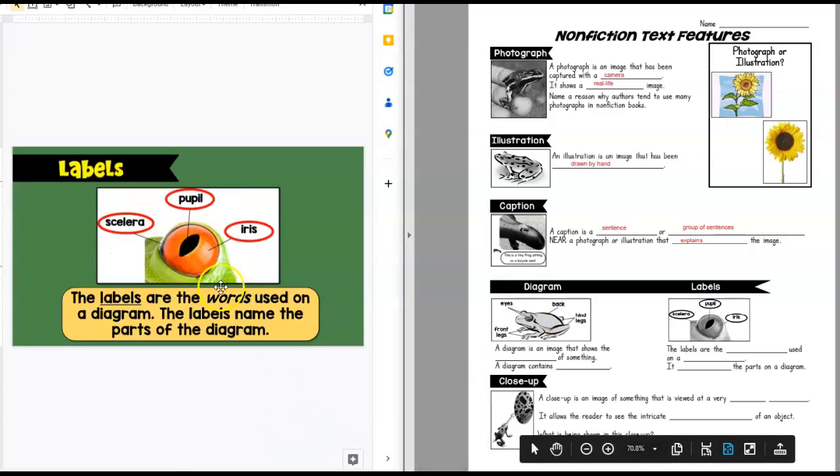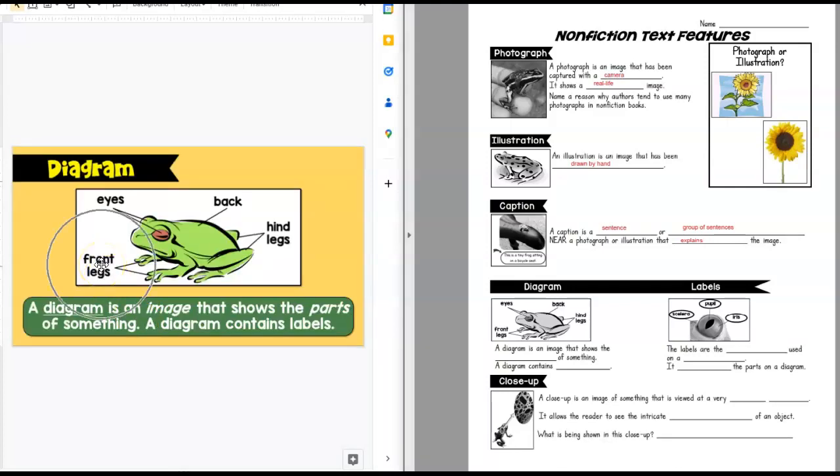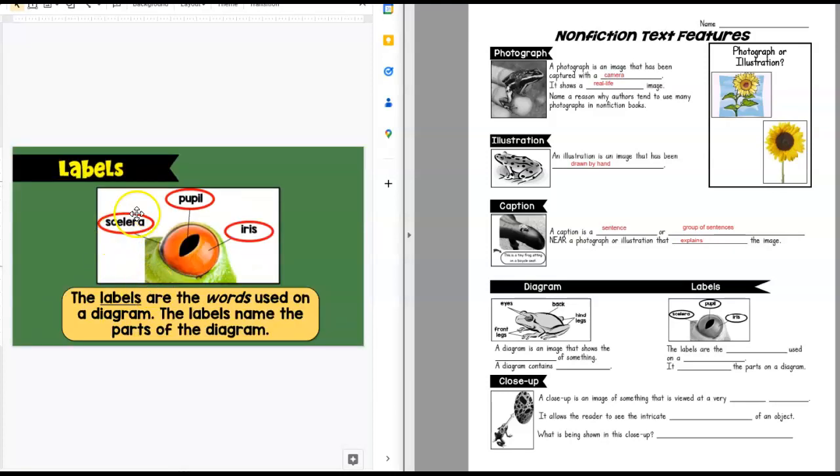Okay. The next one, label. The labels are the words that are used on a diagram. So just like this is a label. And so when we look at this, this is a label. This is a label, and boop, this is a label. Okay. So labels are words used on a diagram. The label names the parts of the diagram. Go ahead and fill this section in over here with the words that need to be used.